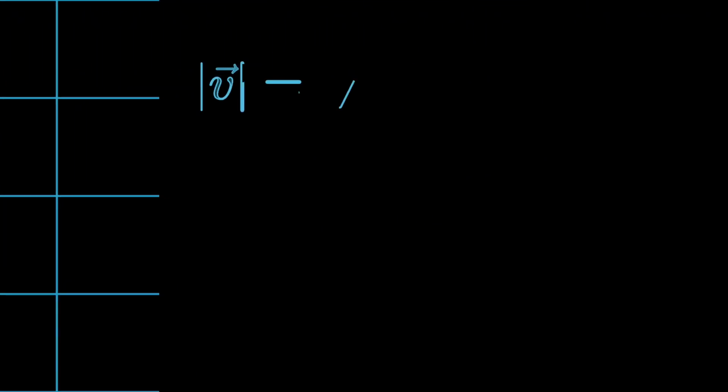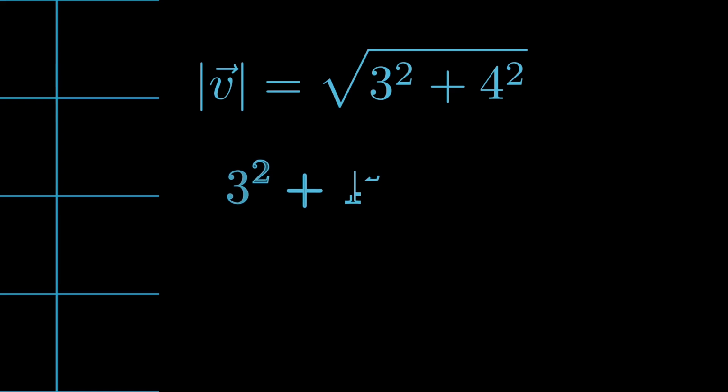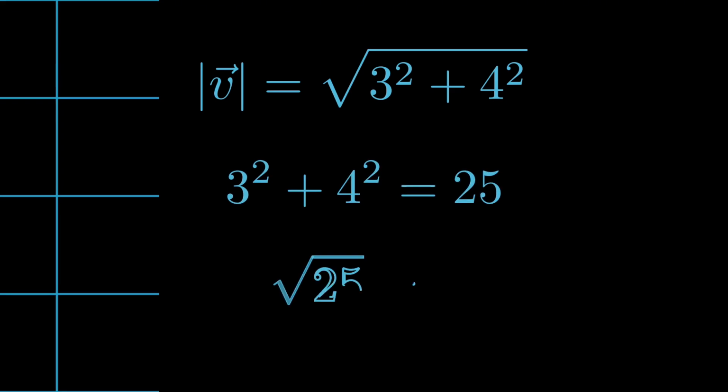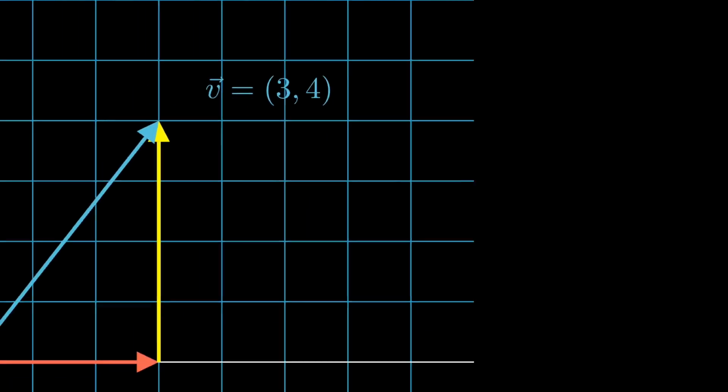We start by looking at a simple vector. A vector has a direction and a magnitude. On the screen, you can see the vector 3, 4. This means that it goes 3 units to the right and 4 units up. To find the magnitude, we square each individual component, add them up, and then take the square root.